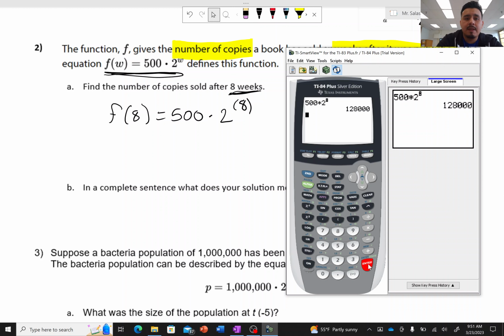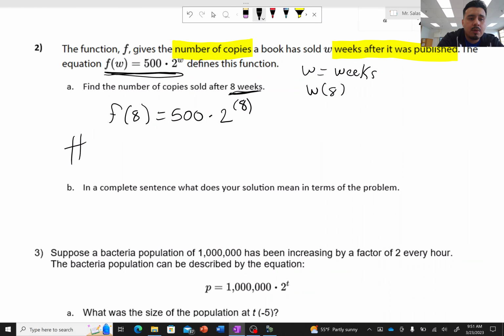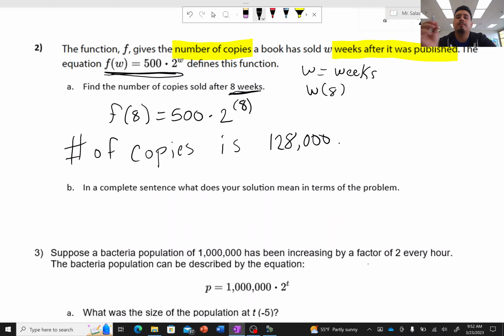So the number of copies is 128,000. Okay, it's 128,000. Perfect.